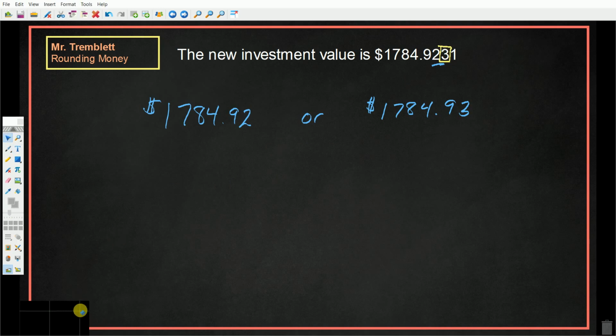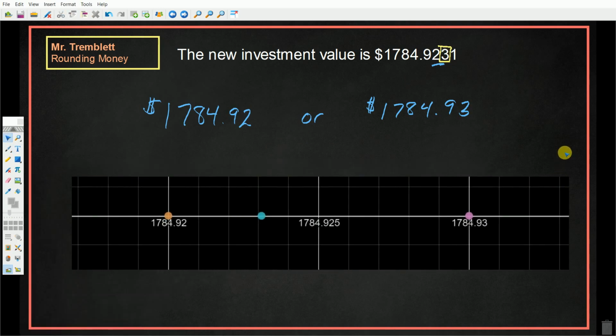So if we were to graph it, we're asking ourselves once again, which number, either 1784 and 92 hundredths or 1784 and 93 hundredths, is this number closest to? And if we put it on a number line, we can see that it is closer to the smaller number of the two. So this is going to be the number that we rounded to. If we're not graphing it, what we're doing is we're looking at this number here and we're asking, is it less than 5? If it's less than 5, we know that it's less than halfway, which means it's closer to the lower number.